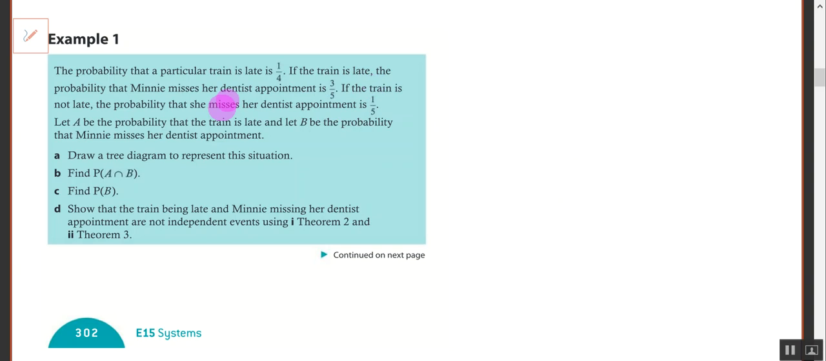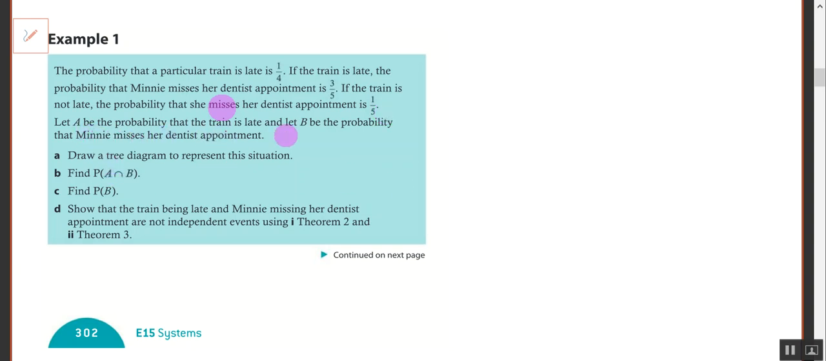If the train is late, the probability that Minnie misses her dentist appointment is 3/5. Which again, historical data, so this would be historical data over years, I imagine. Or it's just a bit of an unrealistic question, but it's fine. If the train is not late, the probability she misses the dentist appointment is 1/5. Obviously, it's more likely you're going to be late if the train is late.